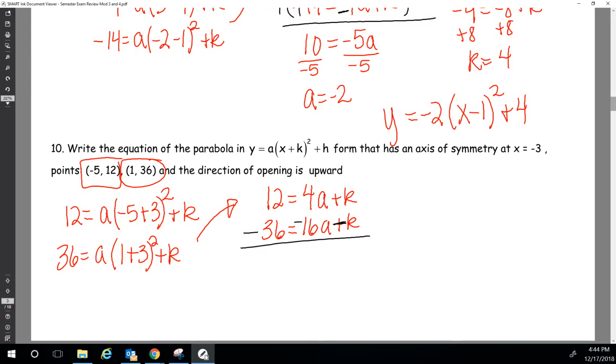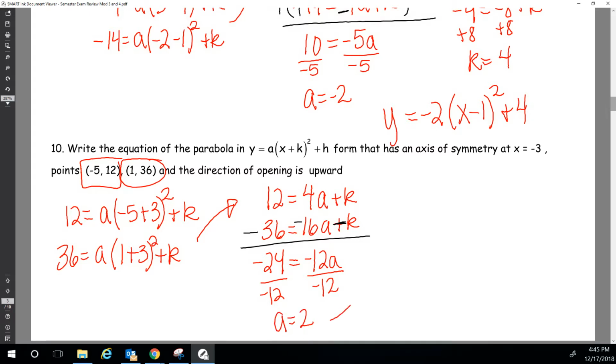So 12 minus 36 would be negative 24. 4 minus negative 16 is negative 12a. K minus k goes away. Dividing by negative 12, negative 24 divided by negative 12 is positive 2.